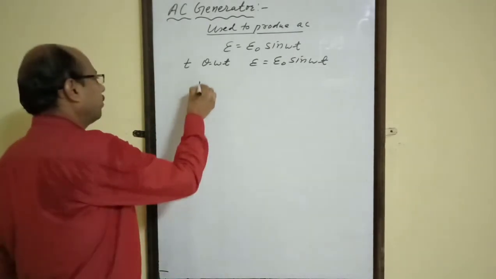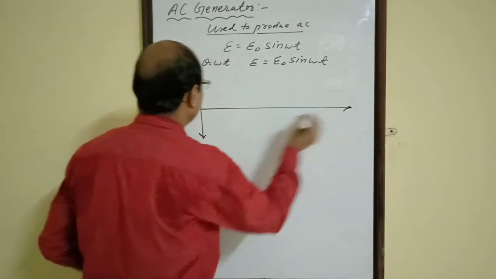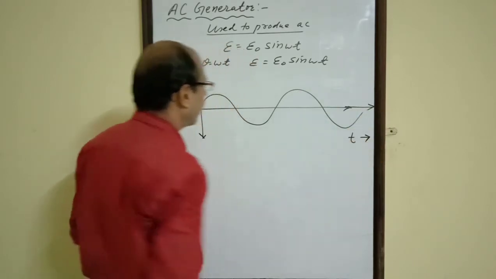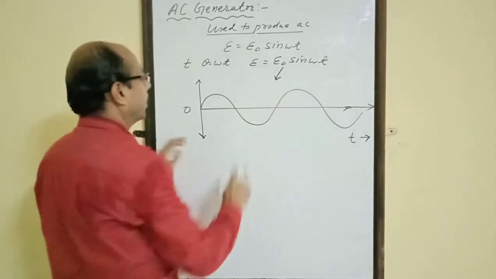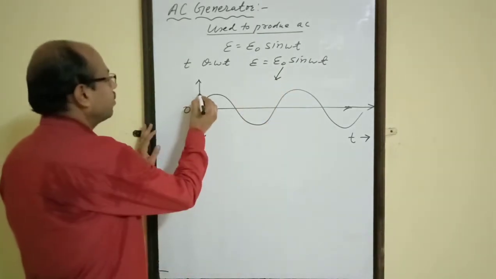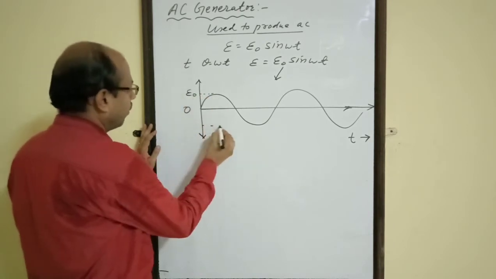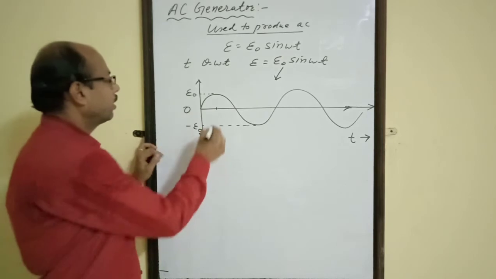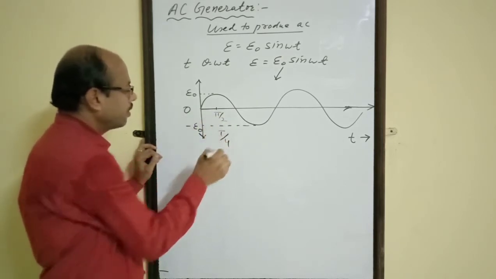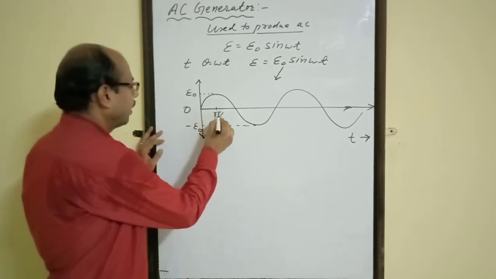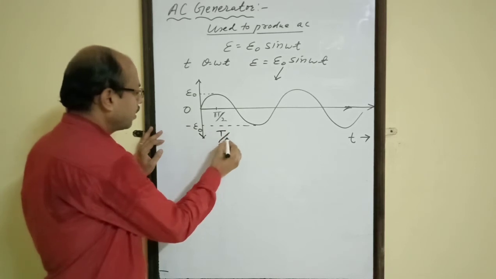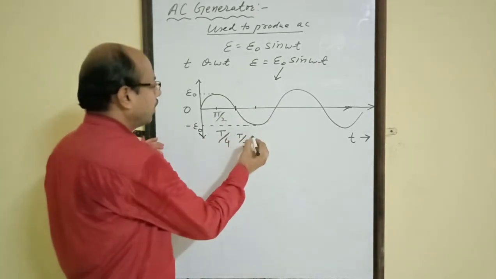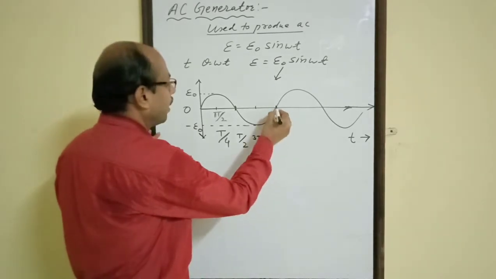We can represent this by using the graph. Here it is 0. This is the variation of alternating EMF with time. Here the equation we can directly use, E equals to E naught sin omega t. This will be the peak value. This is also peak value in minus. Here we can put the angle. At this point, angle will be pi by 2, or time will be T by 4. Here we can write angle at this point is pi, and time is T by 2. Here the time is 3T by 4, and again the time becomes T.